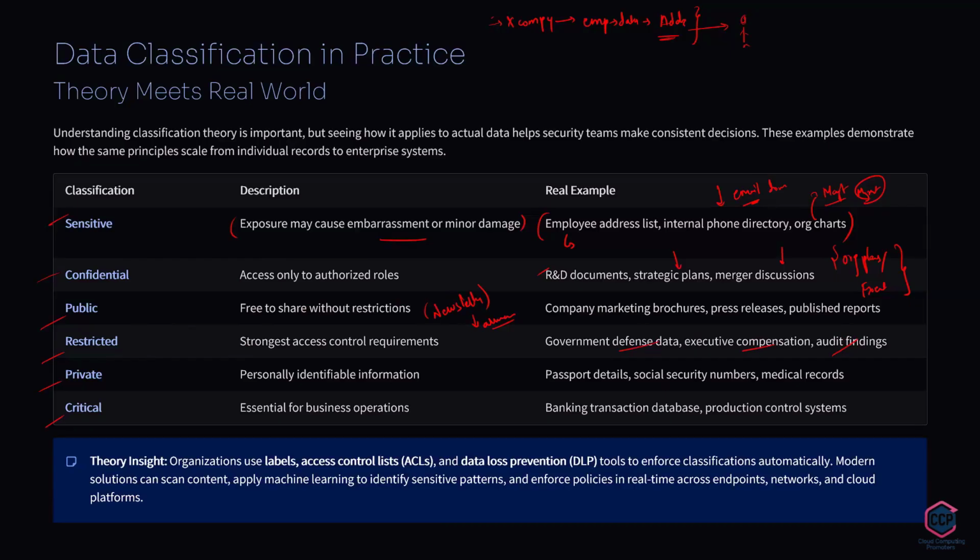So all of these, based on the information, we categorize into levels of severity. This classification is nothing but the level of severity. Based on that, we apply the policies, like who can access, who can do what, and all those things.